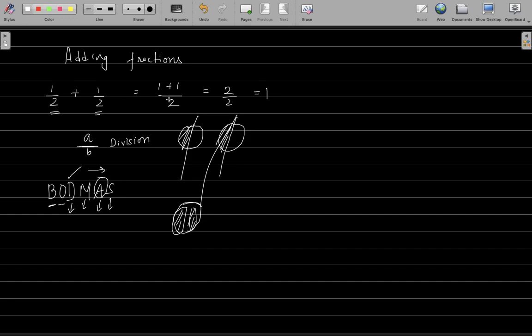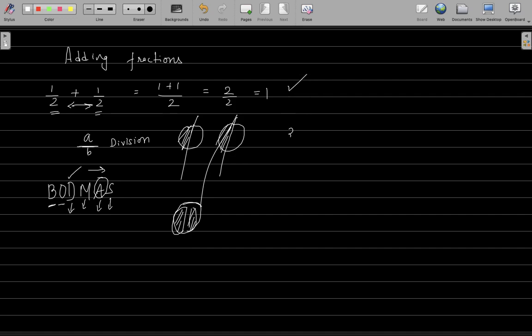So when we are adding the numerators and retaining the denominators, it is because we know we have already divided. We are adding the numerators provided your denominators are same, that is both these fractions are divided into equal number of parts. Only then can you add the numerators, and that will result in your answer.